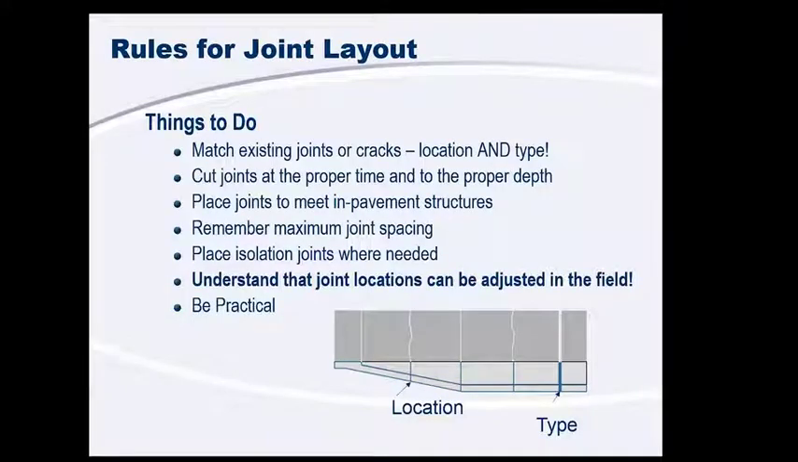If we're talking about intersections and actually roundabouts as well, we want to match our existing joints and cracks. What I mean by that is if we're building onto an existing section, we really want to make sure that we have the same type of joint. So if you're adding a right turn lane and you have an isolation joint in your existing pavement, you want to match it with an isolation joint. If you have a crack in your existing pavement, you're probably going to want to put a joint there because otherwise you'll get sympathy cracking in your new pavement. So just another thing to consider.